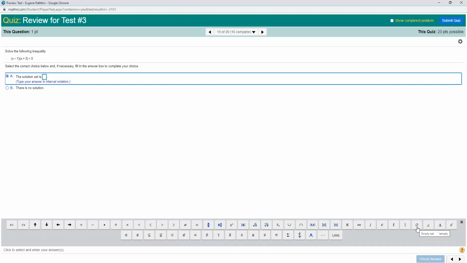Are y'all seeing that? Maybe. Hey, is it showing my screen? Yes, it's not going over. Oh, are y'all on the screen? Say again. Yeah, I can see it. It's showing underneath it when you put the cursor over it. Yeah, it says empty set.